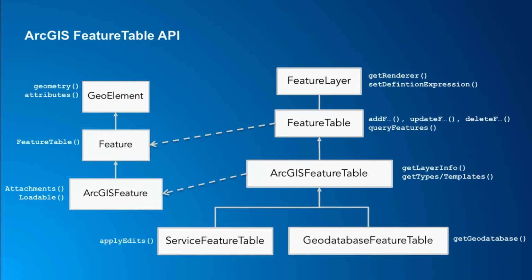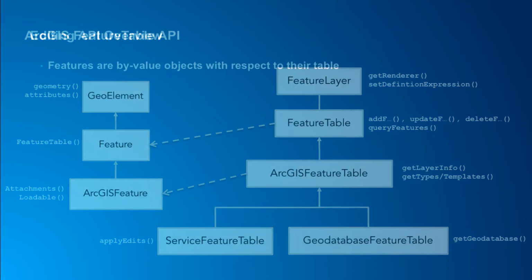There are two concrete types of ArcGIS feature table. One for working with connected data, service feature tables. We're working with feature services, you instantiate that with a URL. There's another one that you work with local data from a geodatabase, and that has a reference to its geodatabase. But the majority of the code you write will be at the ArcGIS feature table level, because it's all the same, and we'll talk about the editing, when it comes to editing, the difference between those two in a second.